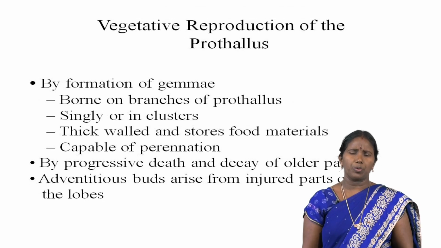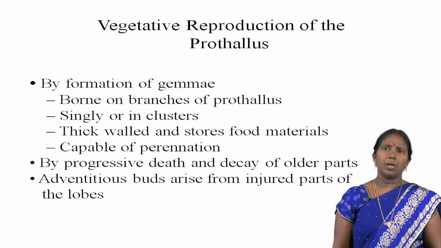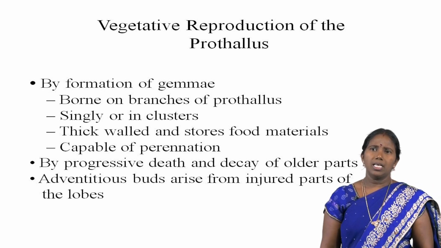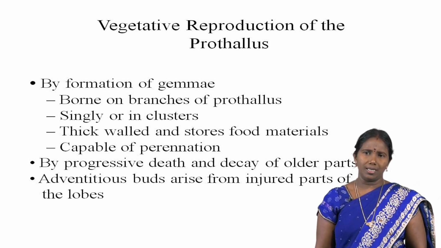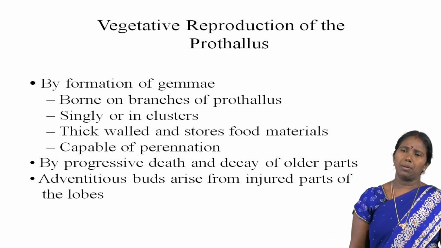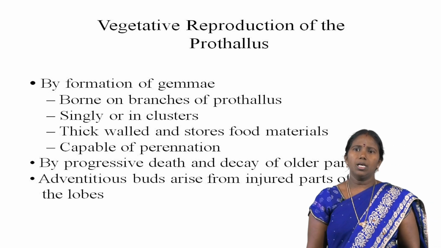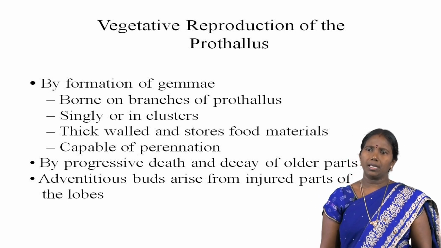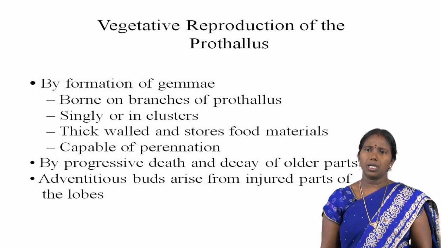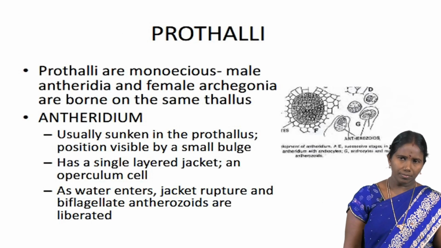Vegetative reproduction of the prothallus occurs by formation of gemmae, borne on the branches of the prothallus singly or in clusters. They are thick-walled, with stored food material, capable of germination. By progressive death and decay of older parts, adventitious buds arise from the injured parts of the lobes.